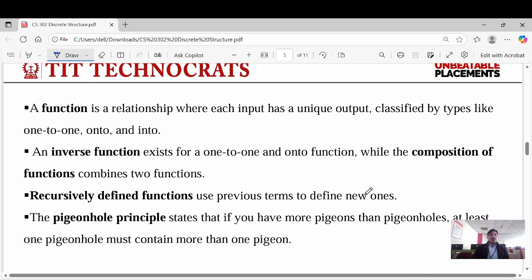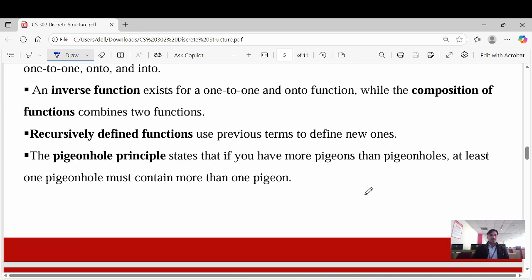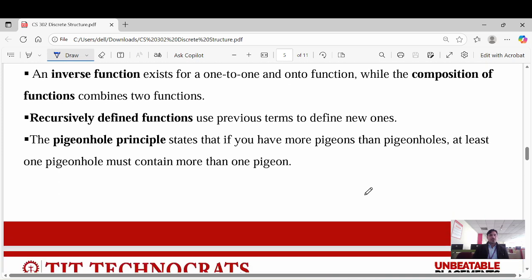Now, a function is a relationship where each input has a unique output, classified by types like one to one, onto, and into, surjective, bijective. An inverse function exists for a one-to-one and onto function, while the composition of functions combines two functions. Recursively defined functions use previous terms to define new ones.